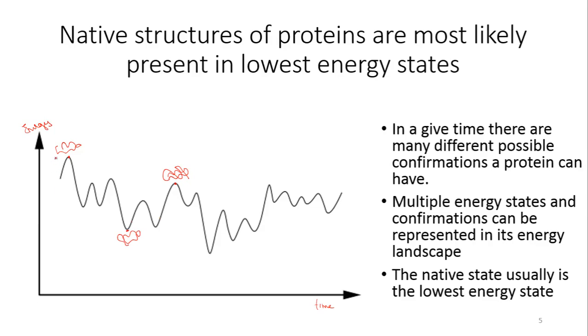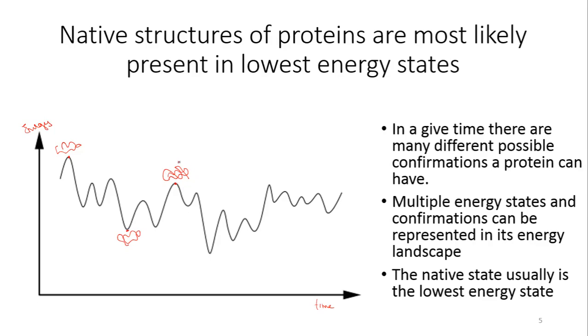This plot is called the energy landscape. What I mean to say from this discussion is that at any given time there are many different possible conformations that a protein can acquire.